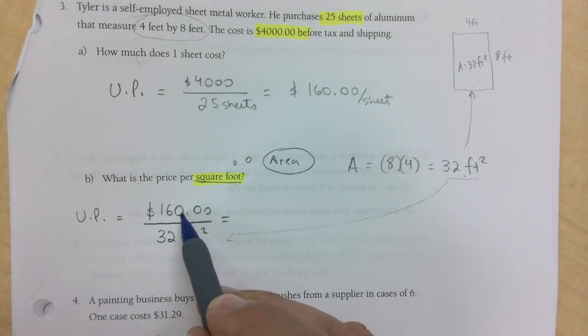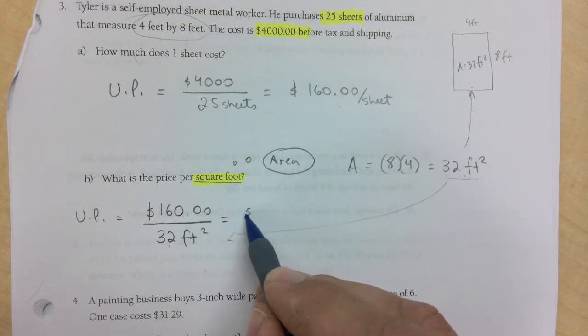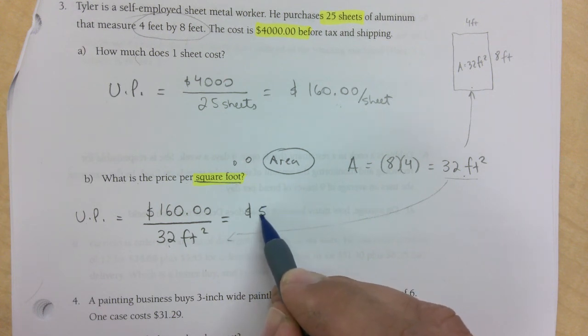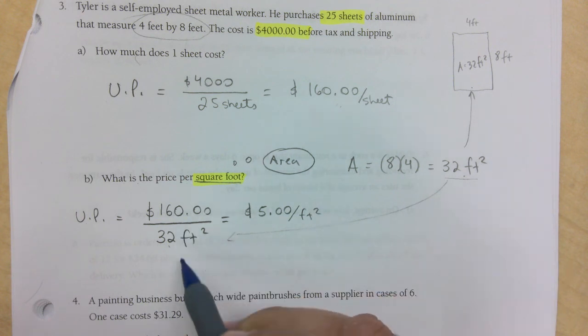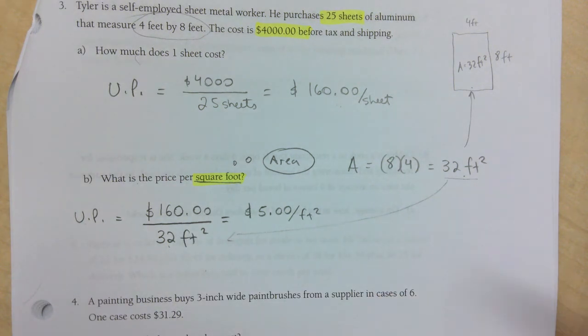And so you go 160 divided by 32, and you get exactly $5 per square foot. Okay, so could you have done this differently? Yeah, but that would have probably been a bit more work. This is really what they were asking you to do in this question.